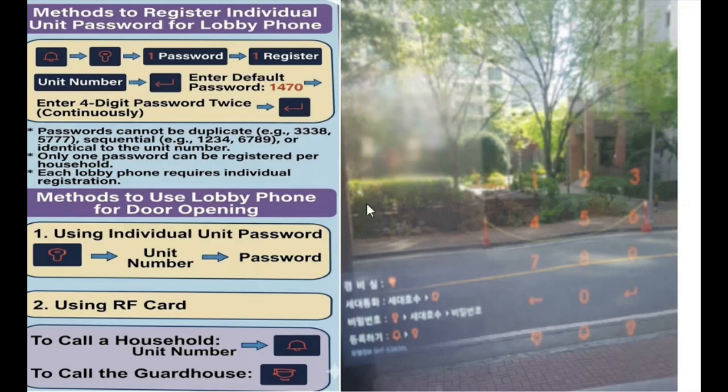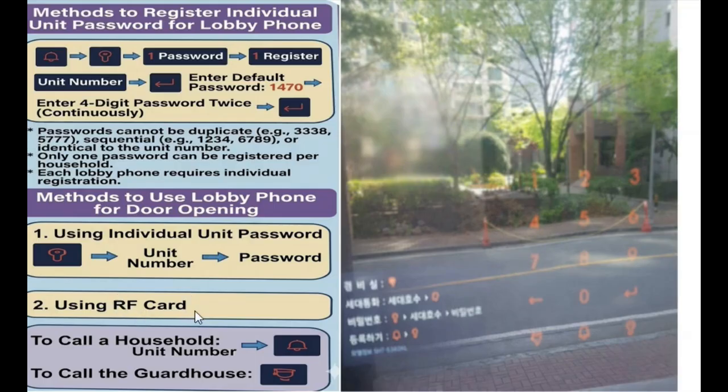Then type the initial password, which is 1470. This is the default password that was assigned to every household when the new machine was installed. After that, you enter your own new 4-digit passcode twice in a row, and the registration is complete. So do you understand the notice perfectly now?